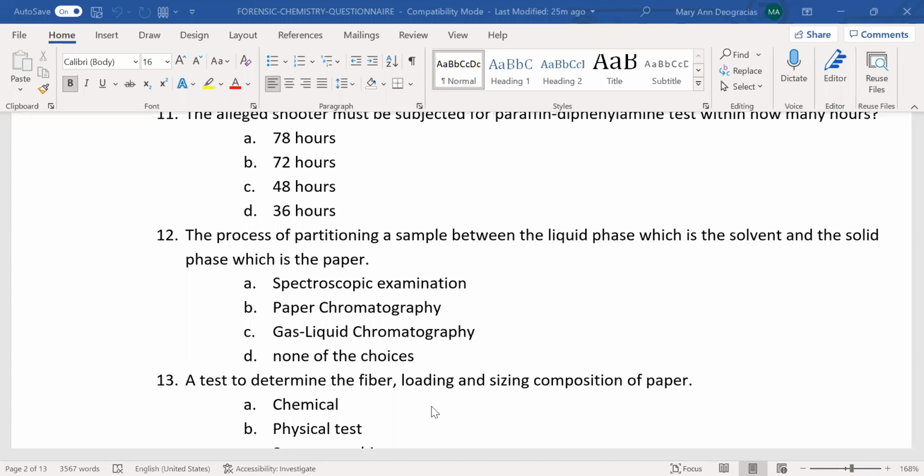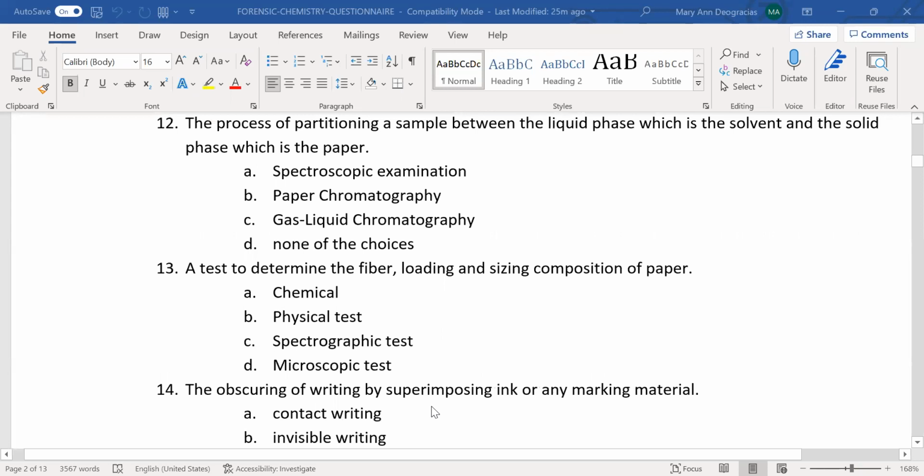Then number 13, a test to determine the fiber, the loading, and the sizing composition of paper. What test is it? Letter A, chemical. Letter B, physical. C, spectrographic. And then D, microscopic. Any more guess? Microscopic. It's letter A, yes. No? So letter A, chemical test. Ayan. Dami nyong ano dito, matutunan pala.